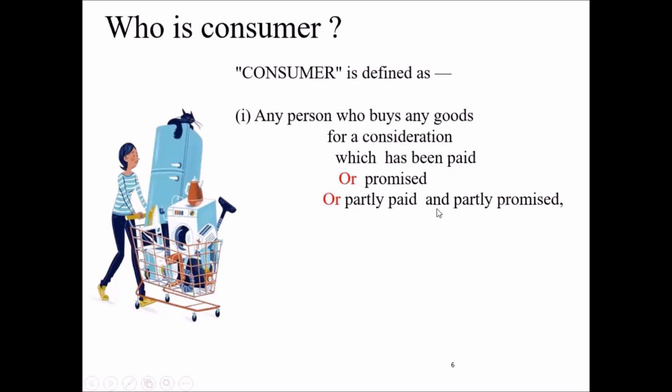Or partly paid and partly promised. Now what do you mean by partly paid and partly promised is, for example, if you're buying something for 30,000 and you're paying 10,000 in cash and 20,000 you are promising to pay later. In that case, it is partly paid and partly promised. In that case also you will be considered as consumer.